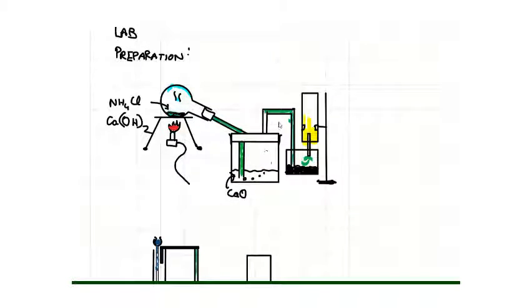Now let's see the lab preparation for ammonia. First, we take a mixture of NH4Cl or ammonium chloride along with calcium hydroxide in a round bottom flask that is tilted downwards, and we gently heat it on a flame.